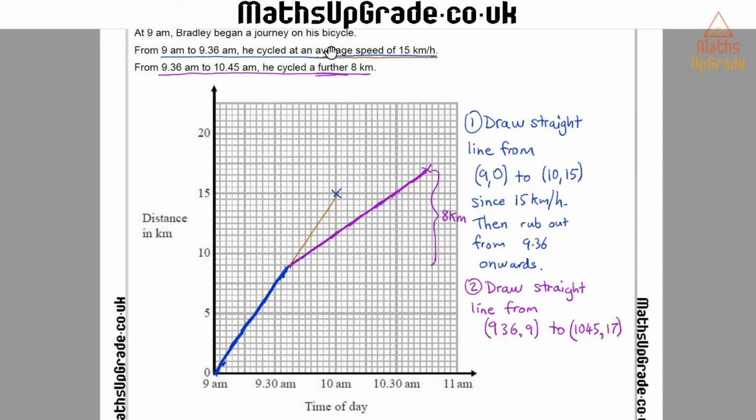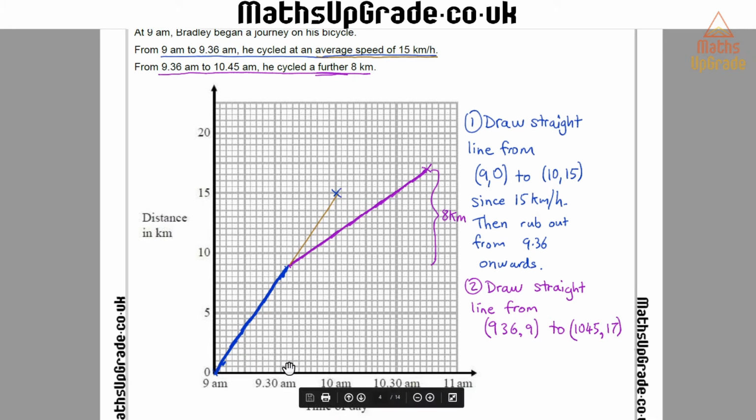The first thing I'm going to do is use the fact that he cycled 15 kilometers per hour. Using a pencil and a ruler, imagine from 9 AM, if he cycled 15 kilometers per hour, after 1 hour he would have cycled 15 kilometers away from home. So that line represents 15 kilometers in 1 hour. But of course he only cycled for 36 minutes, as it tells you here. So anything after 36 minutes you'd rub out, this brown section of the line here. The only part of the line left would be this blue section.